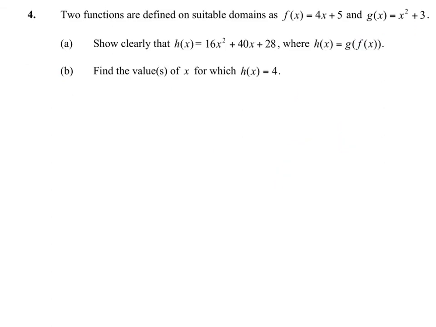Question number 4. Two functions are defined on suitable domains as f of x equals 4x plus 5 and g of x equals x squared plus 3. Part A of question 4 asks us to show clearly that h of x equals 16x squared plus 40x plus 28. We're told that h of x is the composite function g of f of x. So the first thing we'll do is write down the two functions that we have.